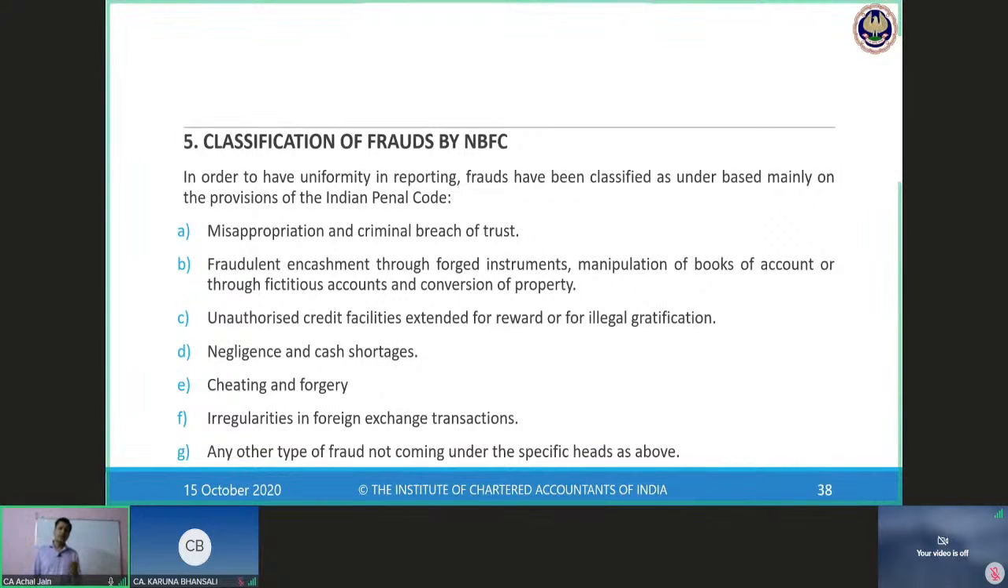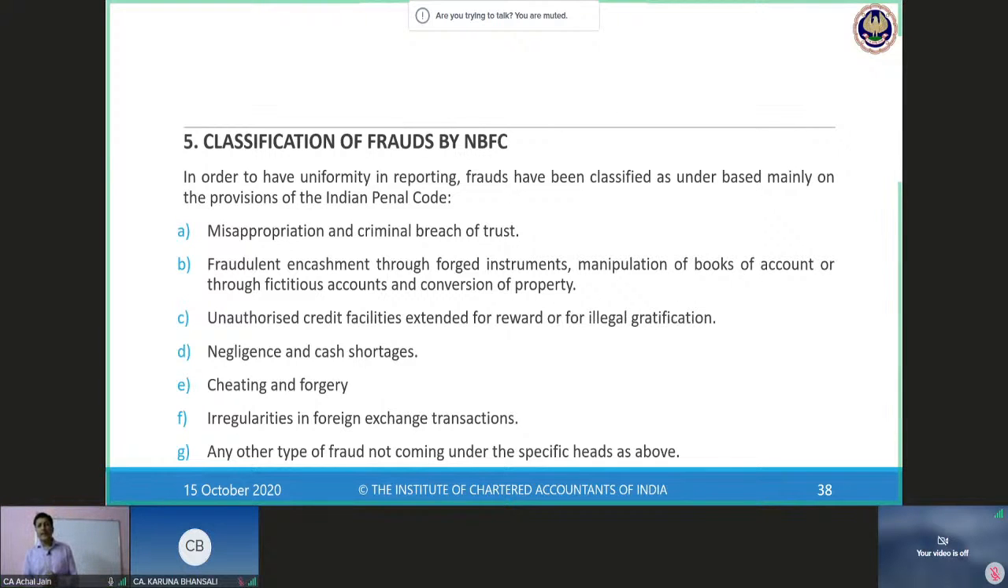And in case any of these events or any of these fraudulent things are brought to the knowledge of the auditor, then there could be certain reporting requirements on his part, unlike in case of a company which is not a financial institution. Because NBFCs are highly regulated, there are certain responsibilities on the part of the auditor to report some of these items. So let's understand first of all the classification of frauds by an NBFC.